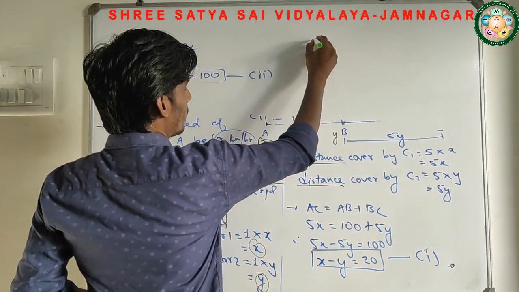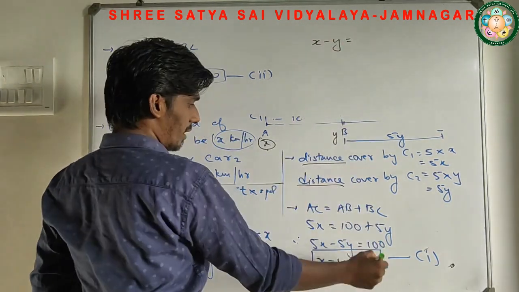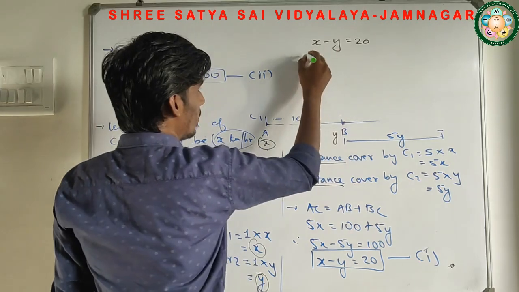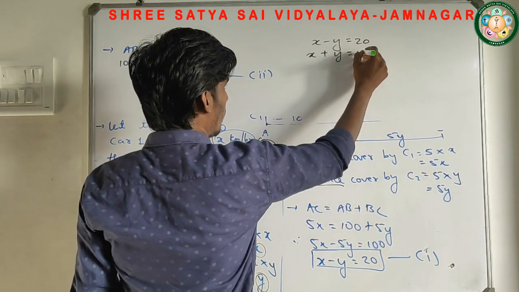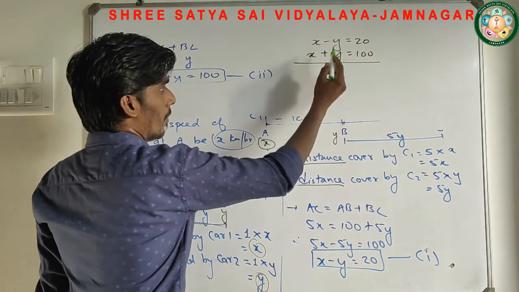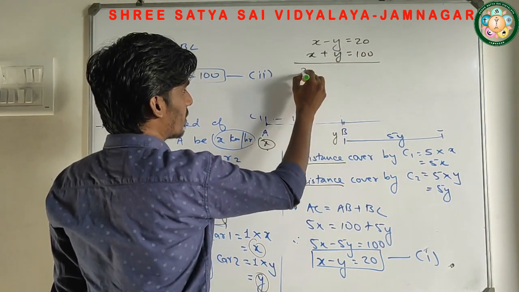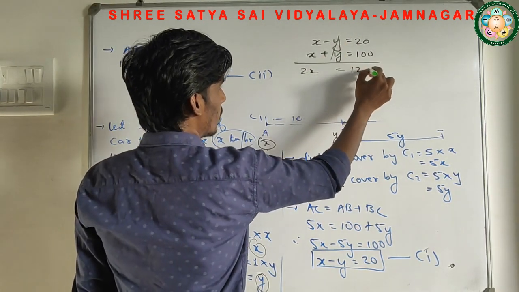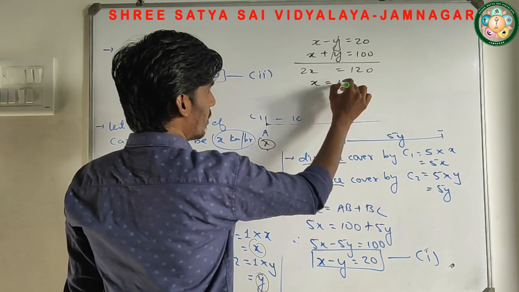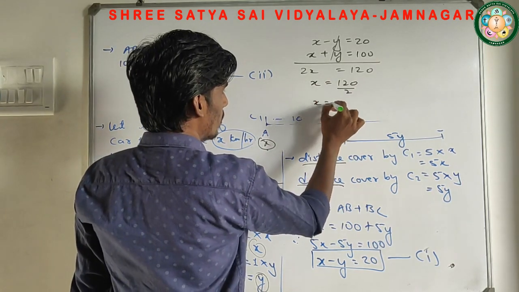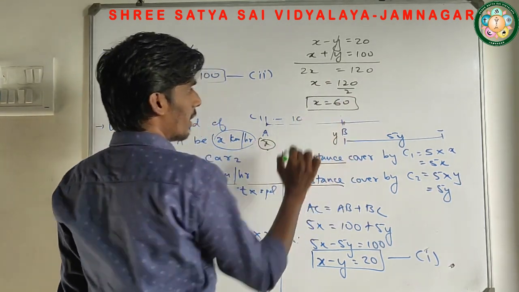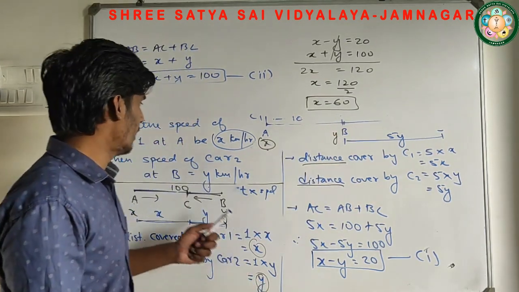From 1 and 2, x minus y is how much? 20. X plus y is how much? 100. Minus plus get cancelled. X plus x, 2x equals 120. X equals 120 upon 2. X is what? 60. What does it mean?